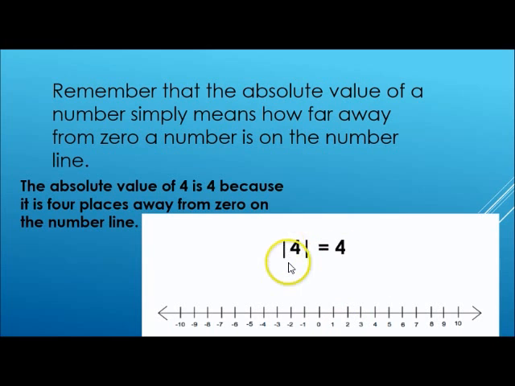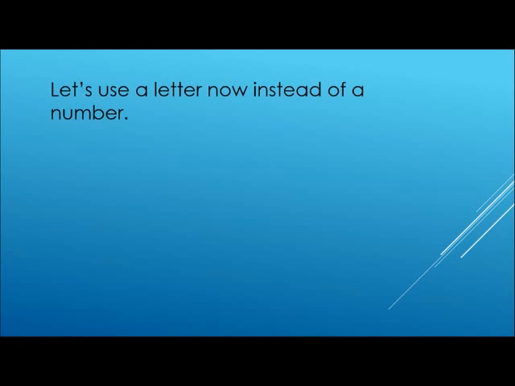Remember that these two lines, straight up and down, with something inside it, means that it's the absolute value of that number, or the absolute value of whatever's inside, because it could be a variable, it could be a letter that's inside as well. Well, let's say we need to find the absolute value of a letter. So let's use a letter now instead of a number. Let's say that we want to find the absolute value of x equals 4. So we really want to know what x equals.